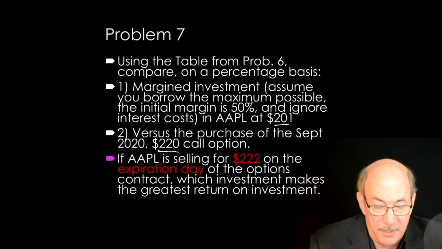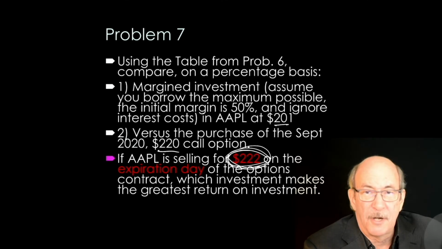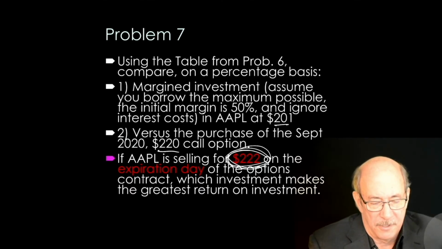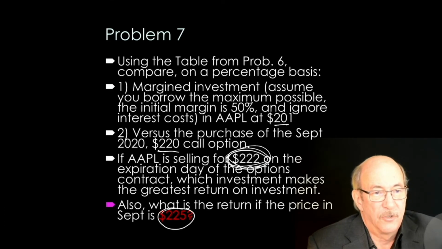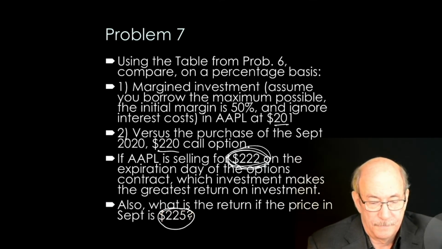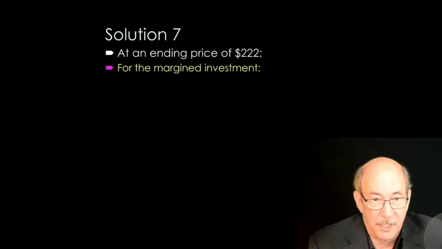So if Apple is selling at $222 on the expiration date of the option, the question is what is our return if we're in a margin long position versus the option position? And then also we'll look at the same two returns if the price of Apple is at $225 instead of $222. I'm just going to walk through this fairly quickly, and you can always go back, and I'd recommend reviewing the math and making sure that you can replicate this.